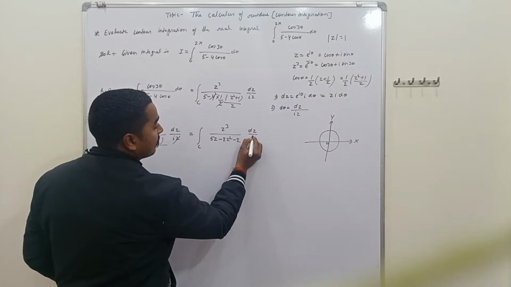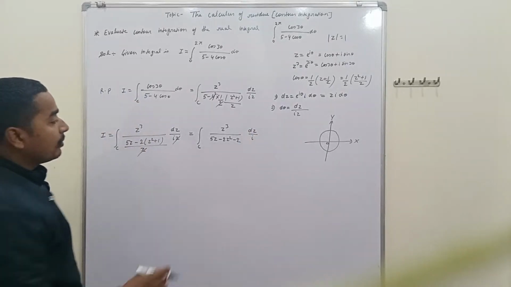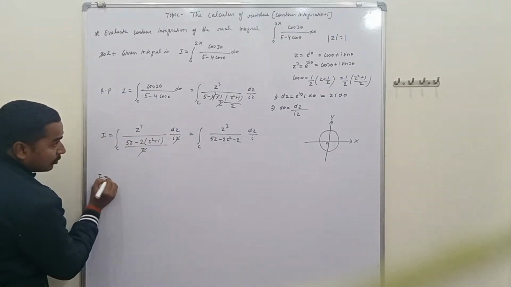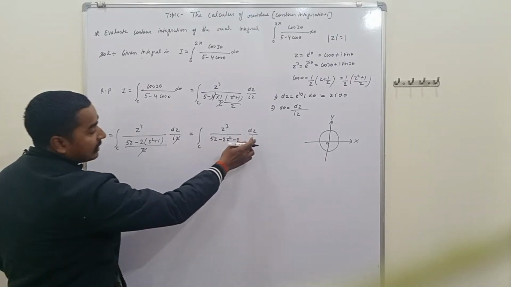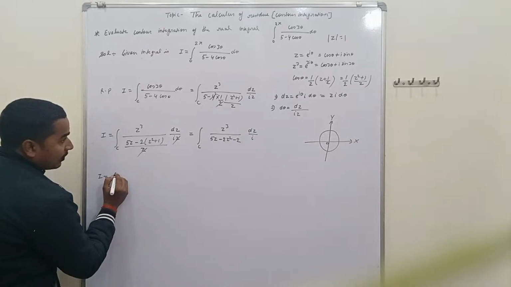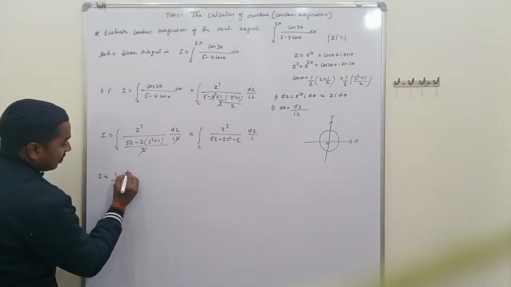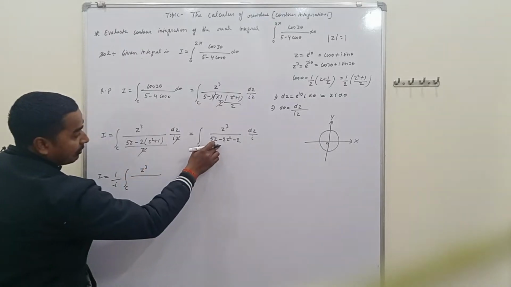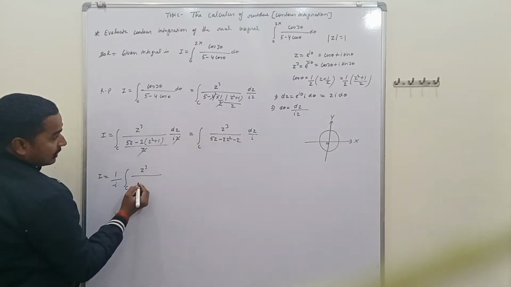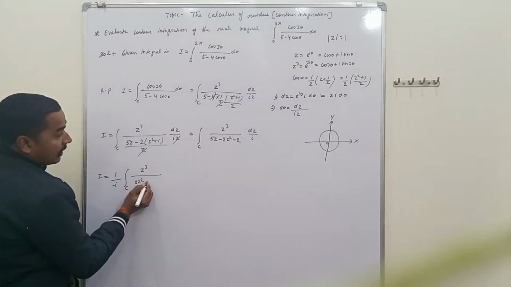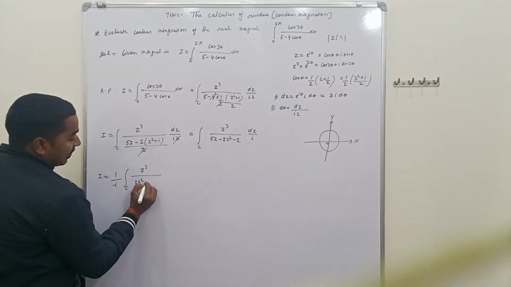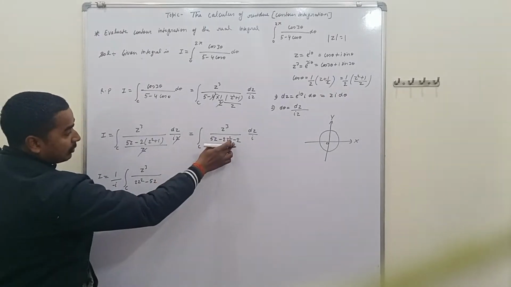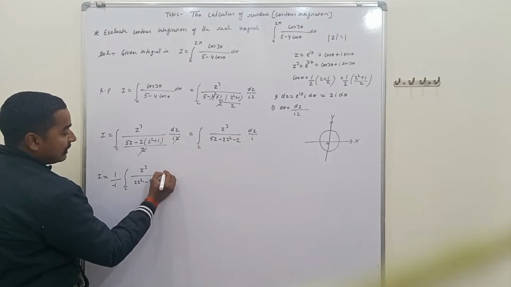And here the remaining is dz upon i. From here in the denominator we take minus common, that is I is equal to 1 upon minus i, closed integral C and z cube upon, taking common minus 1, that is minus 2z square is plus 2z square, and plus 5z is minus 5z, and minus 2 is plus 2, dz.